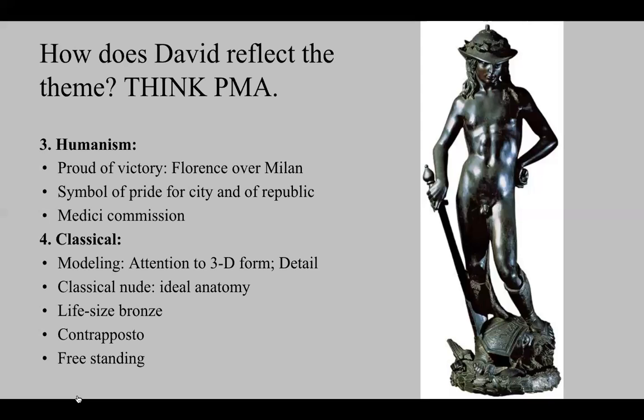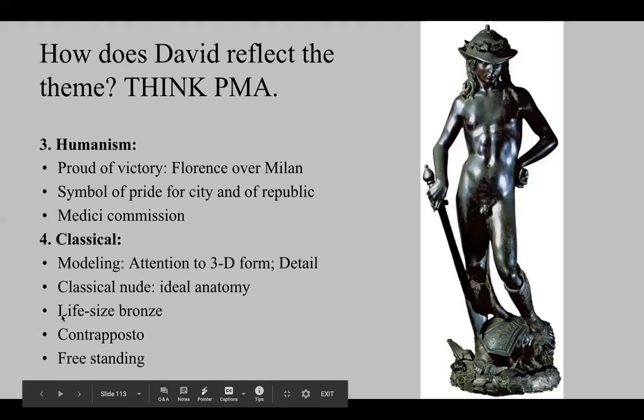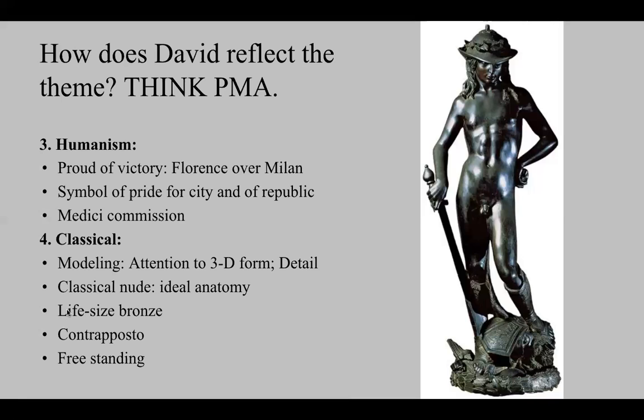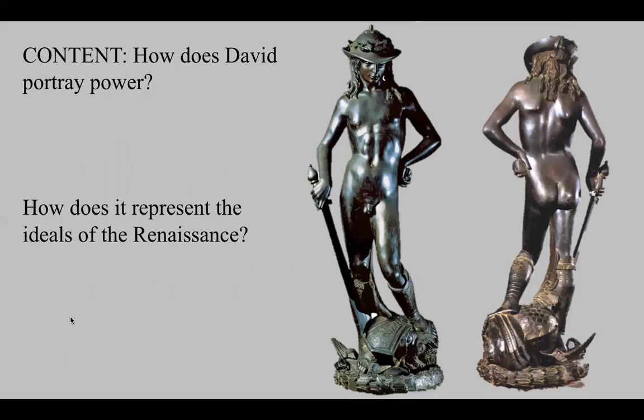So humanism is that we have this proud victory of Florence over Milan. We have it as being pride of the city and the republic, as well as this sense of confidence in the image. This was a commission by the Medici. It has these classical tendencies that we mentioned, but it also has that sense of the ideal nude. It has a sense of perfection to it, as well as it is the first life-size bronze piece since antiquity. So we have a life-size classical nude as well, right? So here we have it from the different directions.